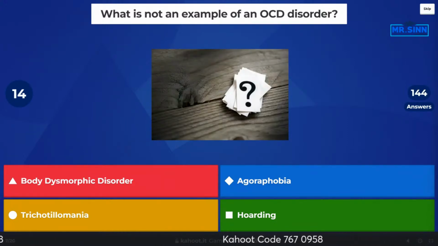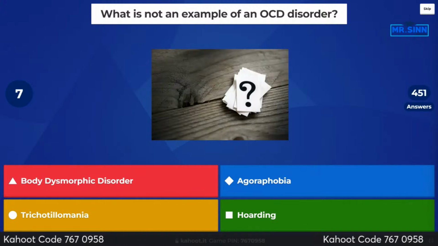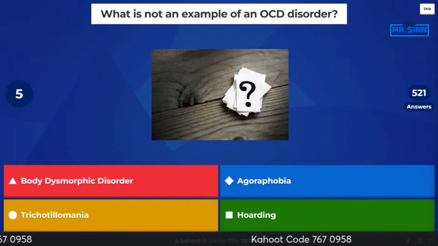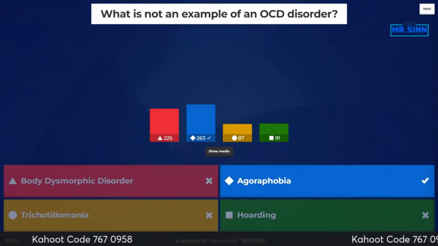All righty. So when we're looking here, autism, what do we have? Oops, sorry. I was reading the wrong thing. I was half looking at chat and I looked over to the Kahoot. So, which of the following is not an example of an OCD disorder?